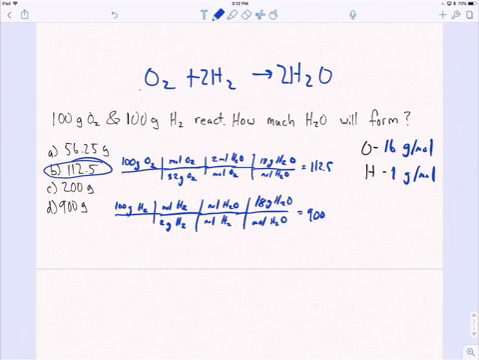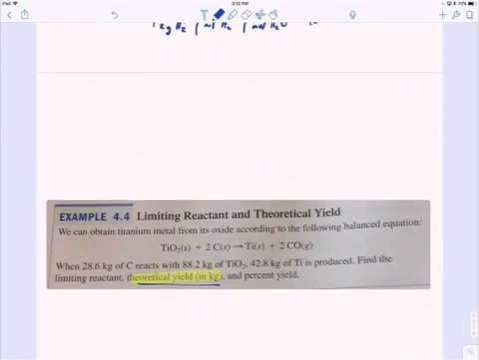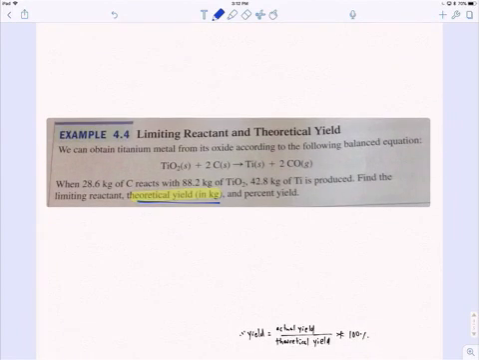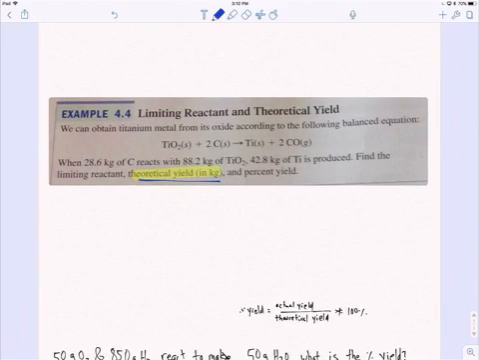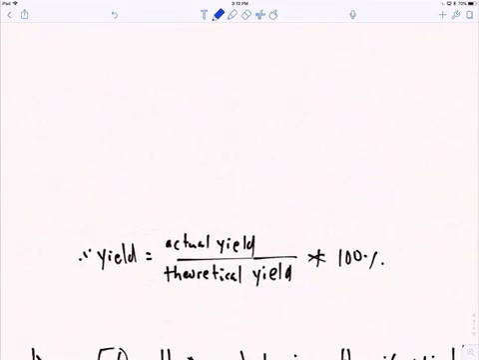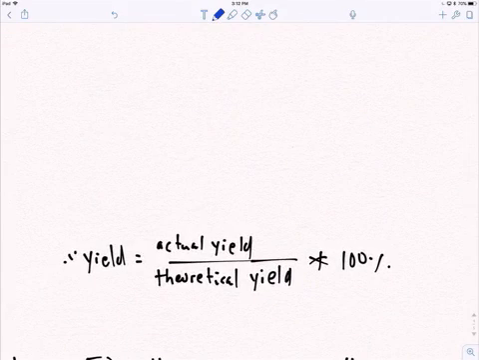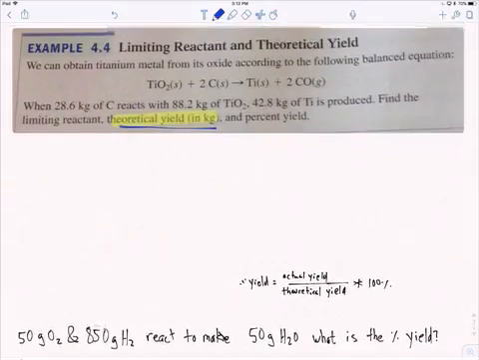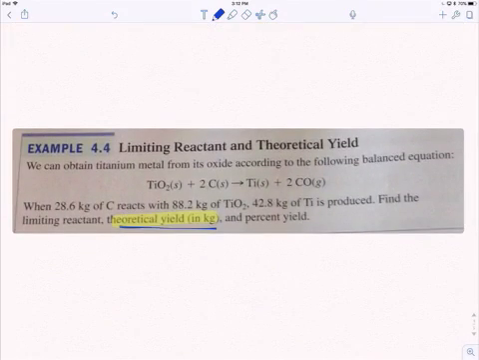So how are we doing? Anybody have any questions with this? Okay, so next thing we're talking about is percent yield. A percent yield is the actual yield over the theoretical yield. So before I get there, let me talk about this problem here.